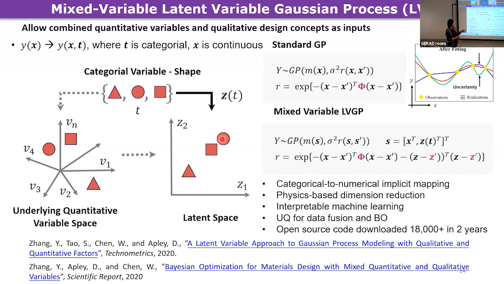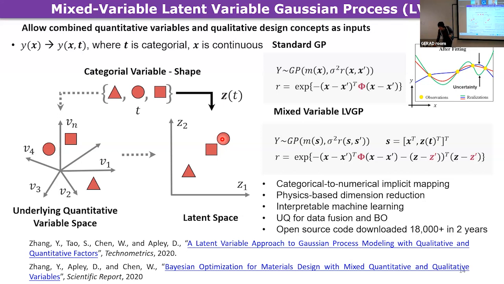This is a code that I think now may have even more downloads. I think this data was collected at least half a year ago, and we already had 18,000 downloads for this code. It is a very handy method for problems with mixed variables, and you can combine it with GP directly because it provides uncertainty quantification everywhere in the space for you. Basically it maps a categorical variable to a numerical variable in an implicit way, so we call this implicit mapping.